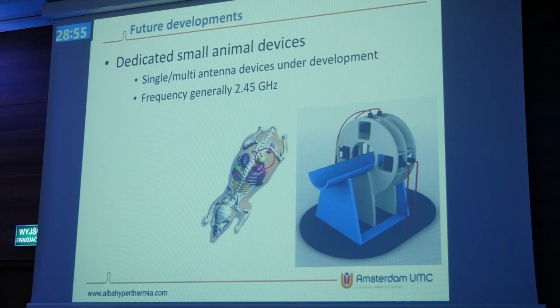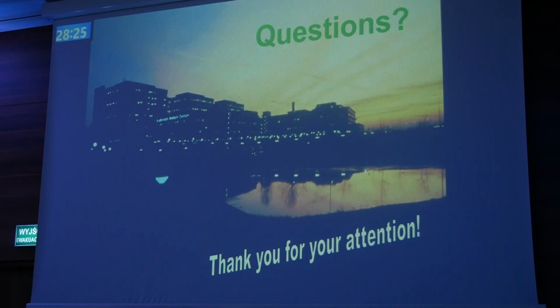And there are a number of small animal devices under development. Most of these use a frequency of 2.5 gigahertz, because that is again a frequency which can be freely used without requiring a Faraday cage, and either single or multi-antenna systems. And the example shown here is a system currently under development by a manufacturer. So this was my summary of the hyperthermia equipment.